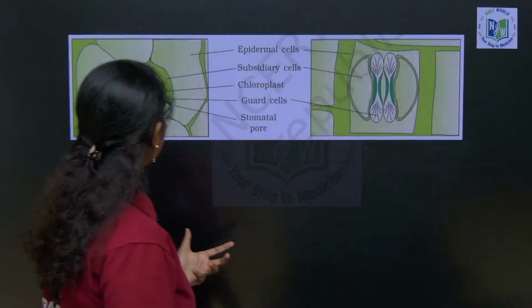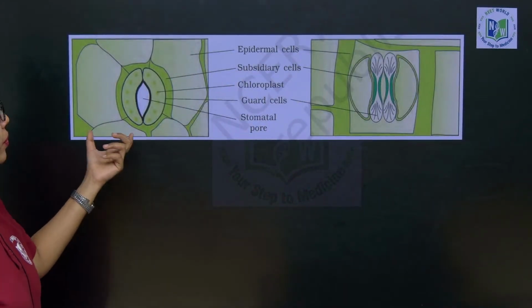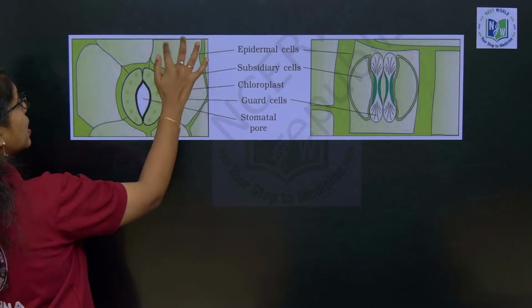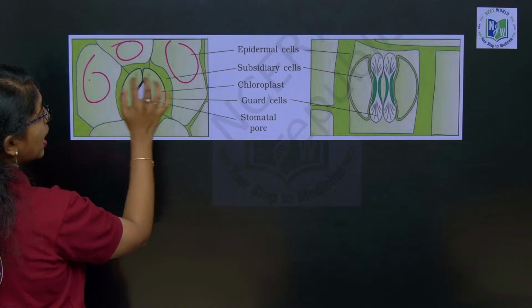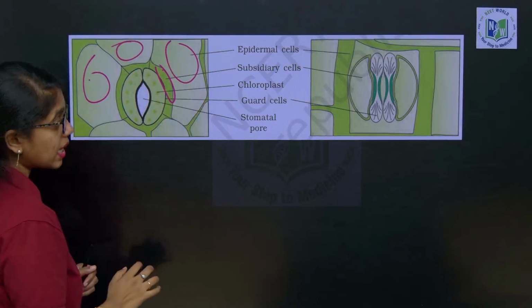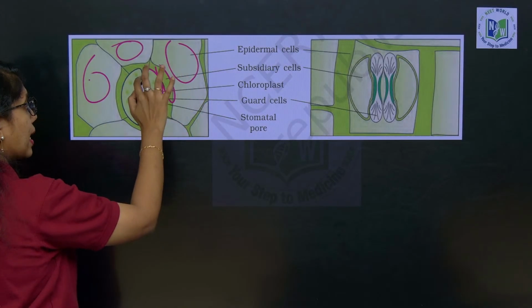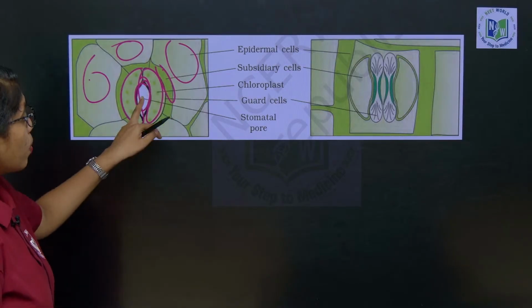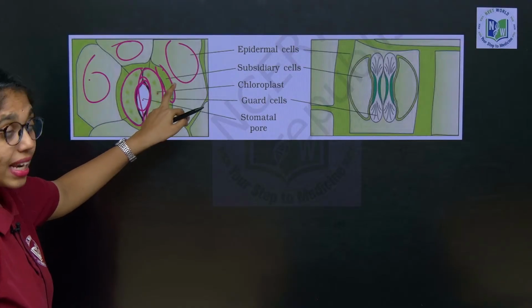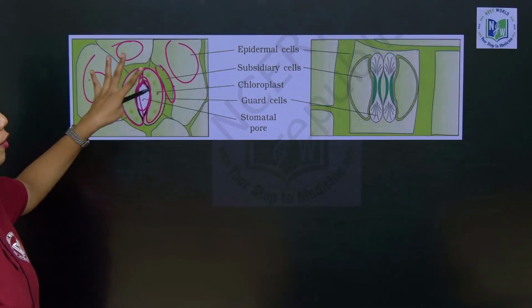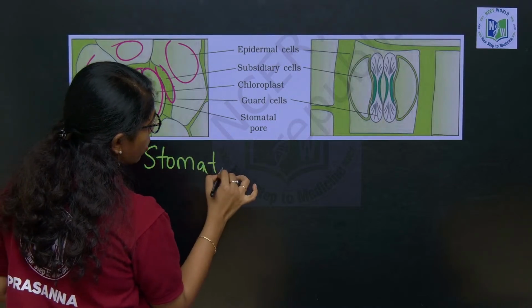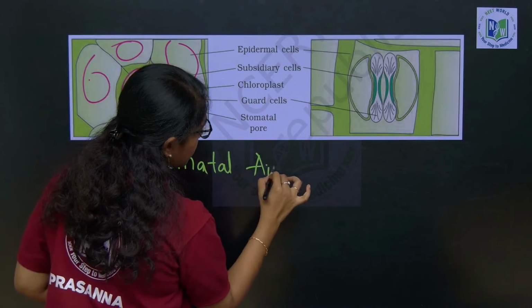Then if you look into the stomata, the stomata structure is also asked in previous years. These are the epidermal cells, these are the subsidiary cells, these are the guard cells, and at the center you can see the stomatal pore. The stomatal pore, guard cells and subsidiary cells together form the stomatal apparatus.